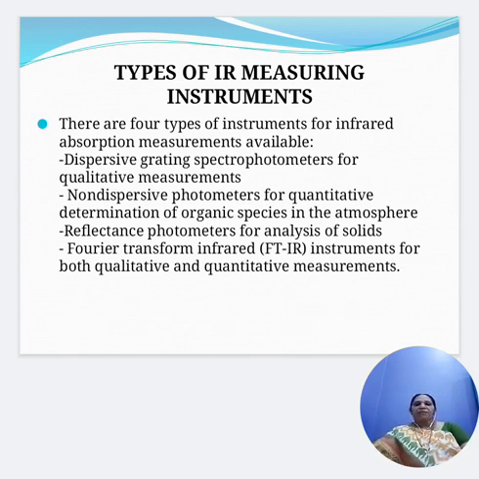So there are 4 types of infrared absorption measurement systems: dispersive grating spectrometers for qualitative measurement, non-dispersive photometers for quantitative determination of organic species in the atmosphere, reflectance photometers for analysis of solids, and Fourier transform infrared instruments, FTIR, for both qualitative and quantitative measurements.